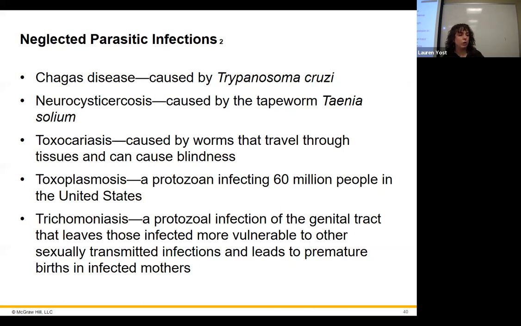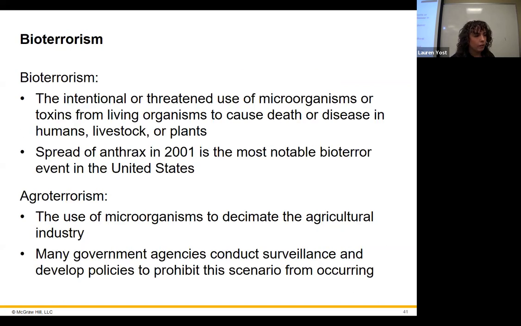Then toxocariasis, this is worms that travel through tissues and can cause blindness. You want to guess why they cause blindness? Because they go into your eyeballs, okay, eventually. Toxoplasmosis, this is the one with the cat litter we already talked about. Trichomoniasis is the disease caused by Trichomonas vaginalis, which we looked at in the eukaryote section, right? That's a sexually transmitted protozoan disease. It can lead to birth defects and premature births in mothers who have that.